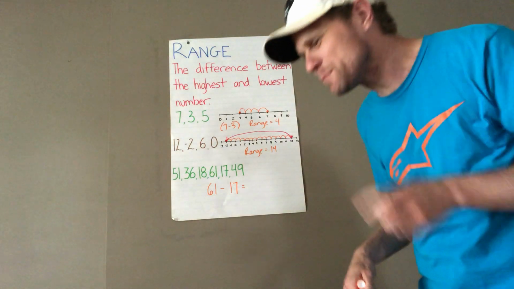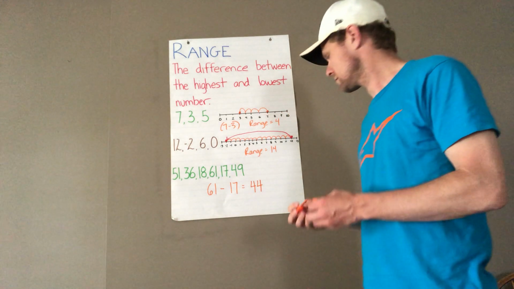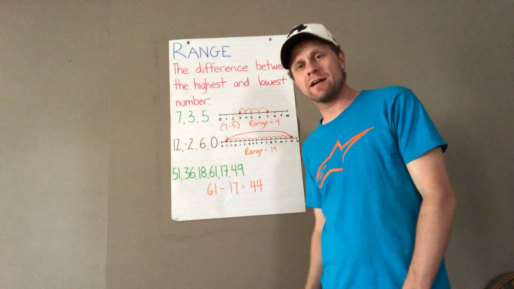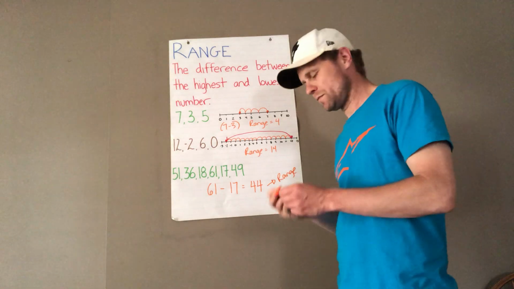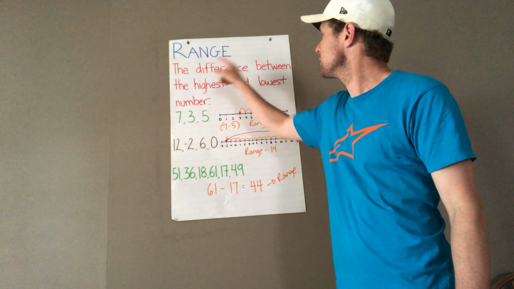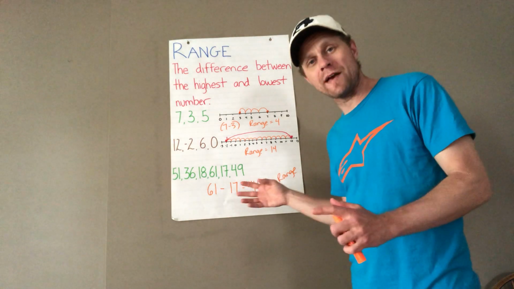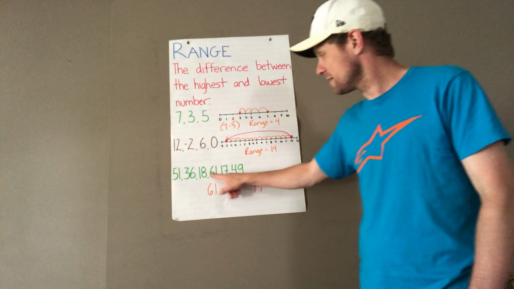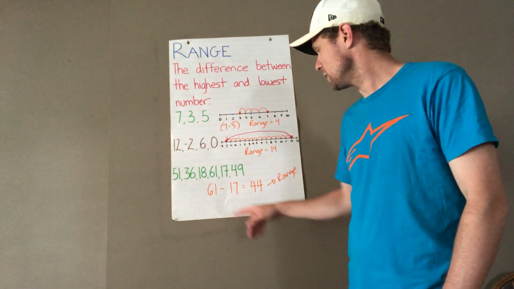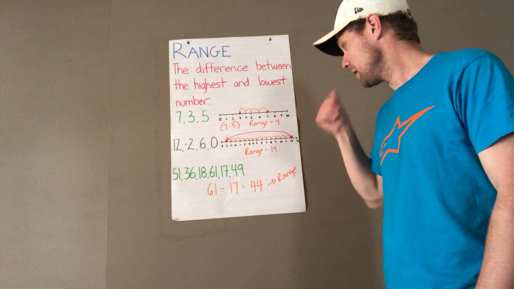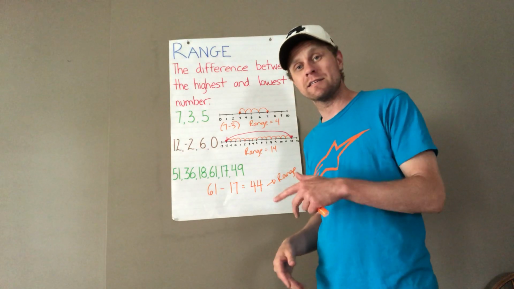I heard somebody whisper to their friend 44. And that is correct. That's your range. So all range is the difference between the highest and the lowest number. Now, also what that means is every number in your set or group is between your highest and lowest number. So we chose 61 and 17, but all the other numbers then are in between 61 and 17.